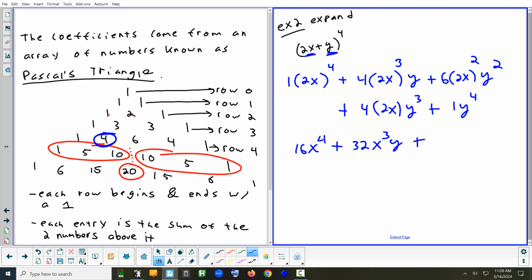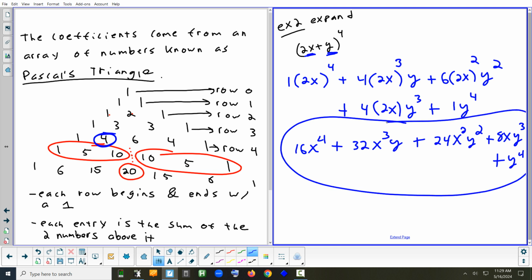All right. What's 2x squared? That would work out to 24x squared y squared. So 4x squared times 6. 4 times 6 is 24. X squared, y squared. What about 2x times 4? 8x and then y cubed. And then my last term, just y to the 4th. Yep.